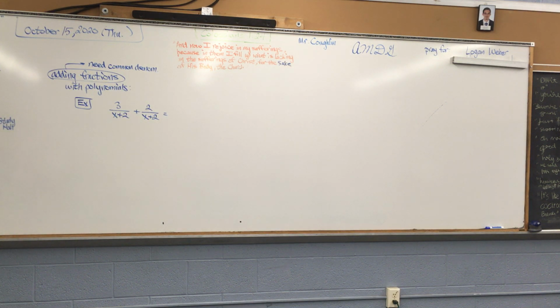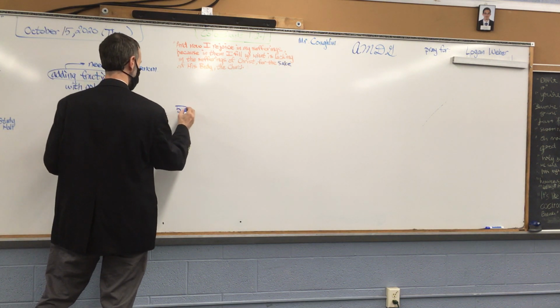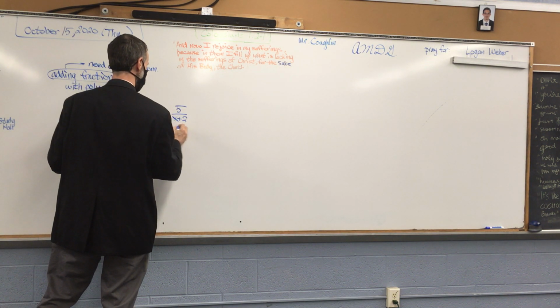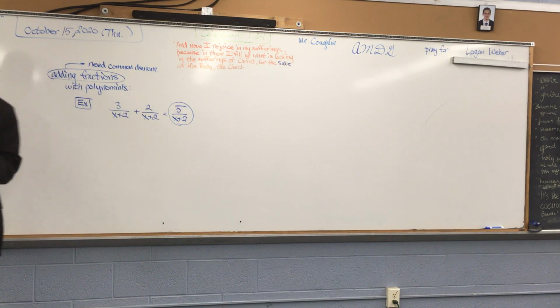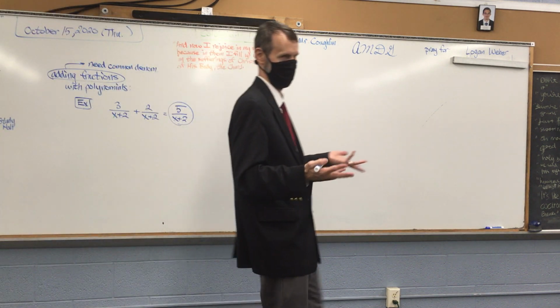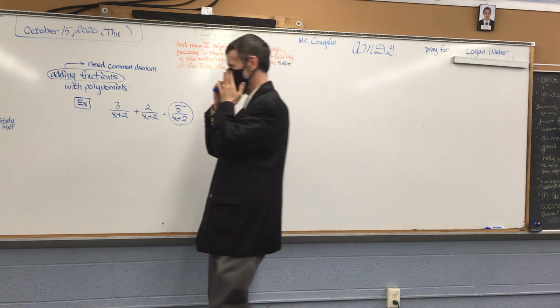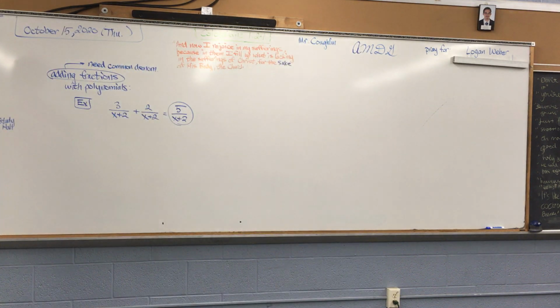Somebody do that for me. Good. 5 over x plus 2. Exactly. You notice the bottom did not change at all. That's typical. If you have like 1/5 plus 2/5, you'll have 3/5. You don't have 3/10. You never add the bottom of fractions. The same thing is true even if there are letters on the bottom. If the denominators are the same, you have permission to add.